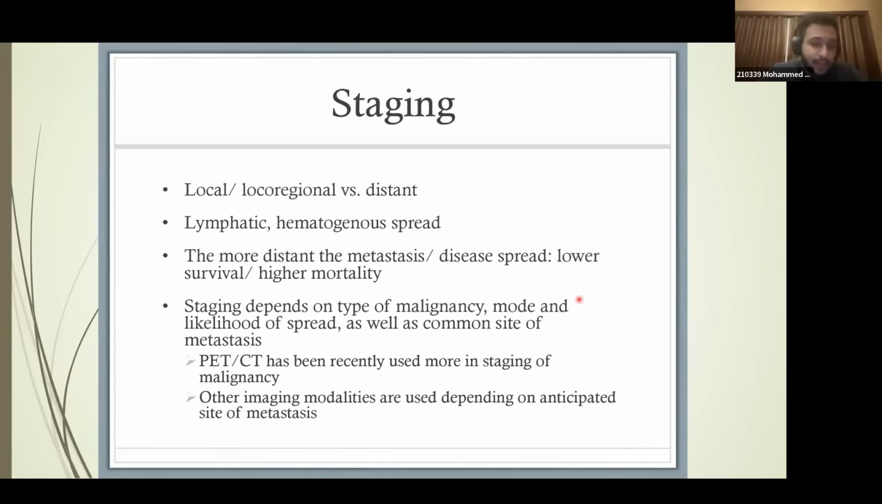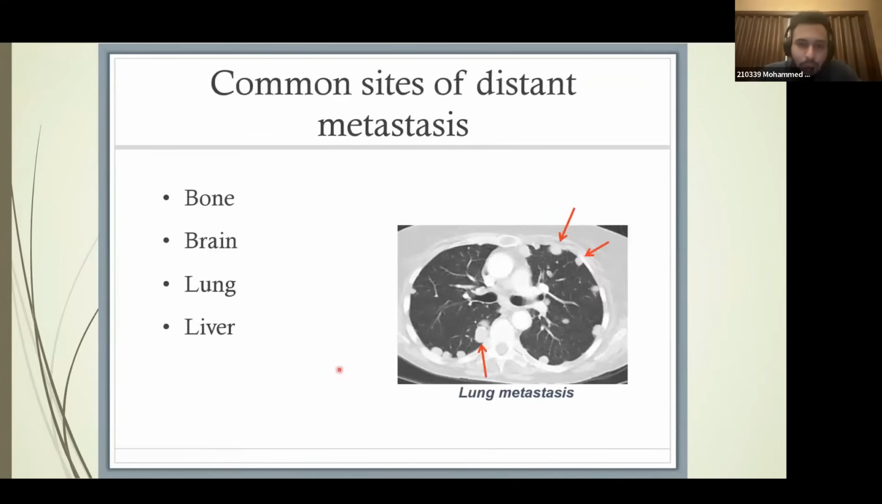And it can spread lymphatically or hematogenously. Usually, if it spreads to distant tissues, for example lung to adrenal, this is usually stage 4, which means lower survival or higher mortality. Staging depends very heavily on the type of cancer, because cancers differ on what is stage 3, what is stage 2, and so on. You don't need to know any of that right now. So PET CT is very much used for that. And the common sites of distant metastasis are bone, brain, lung, and liver.